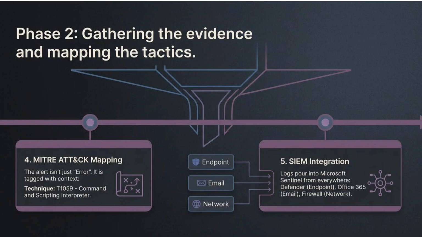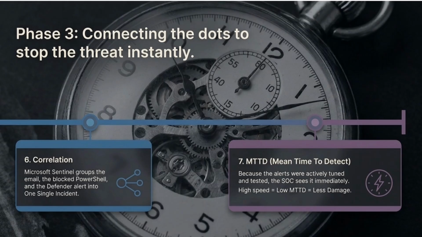Step 5. SIEM integration. Microsoft Defender sends the alert to Microsoft Sentinel. Windows also sends login logs. The firewall sends network logs. Microsoft 365 sends email logs. Microsoft Sentinel collects everything in one place. Step 6. Correlation. Sentinel notices that all these events happen around the same time. Instead of showing many unrelated alerts, it groups them into a single incident. Now the SOC analyst can clearly see the attack timeline.